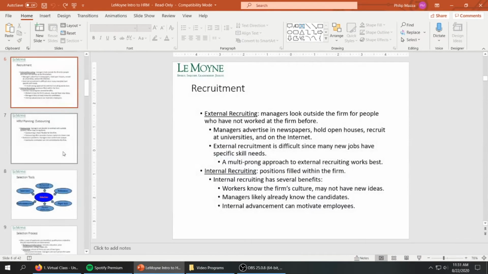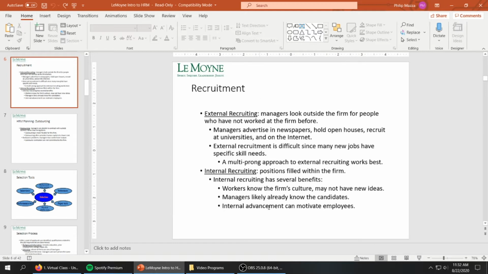And one of the first and major components is recruitment, and that includes external recruitment and internal recruitment. This is recruiting candidates for vacancies or openings, and you're either going to look outside the company, which is external recruitment, or inside the company, which is internal recruitment. Now, the HRIS that we will interact with this semester in the course does not have a recruitment or selection module, but I will show you one with ADP. So recruitment, very, very important.